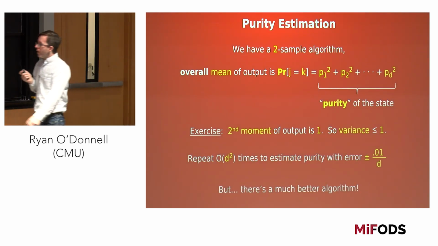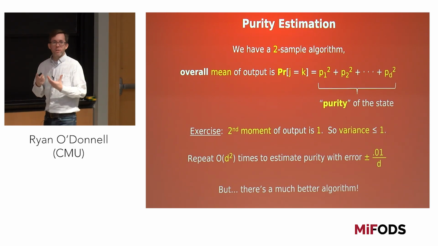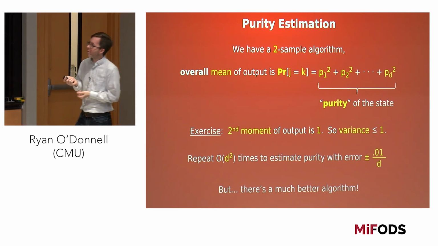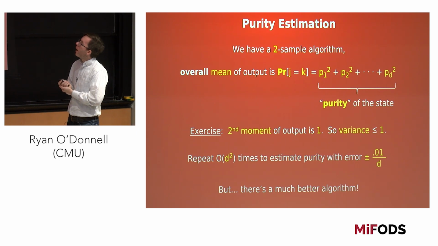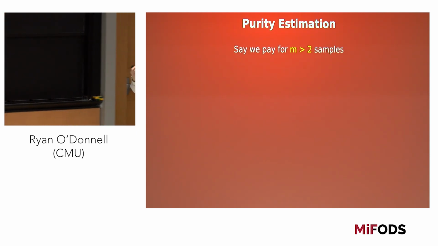As I said, though, there's a better algorithm. And it's basically to not waste your samples so much. And the same idea occurs in the classical version of this problem as well. So let me say what the better algorithm is. Let's say we pay for m samples, where m is big.